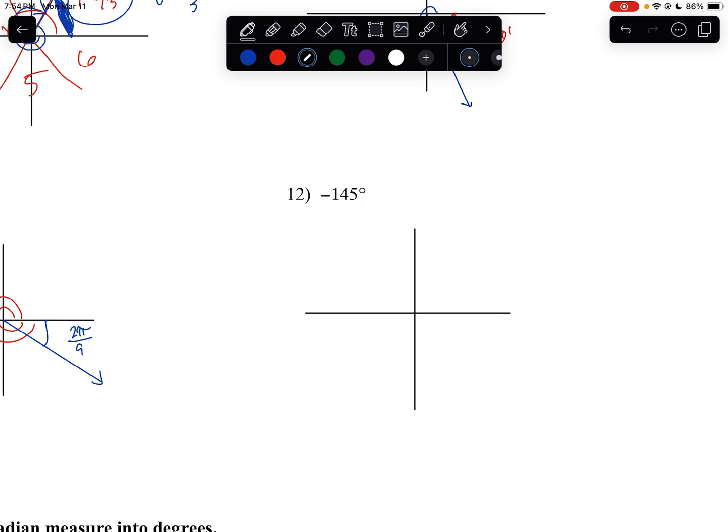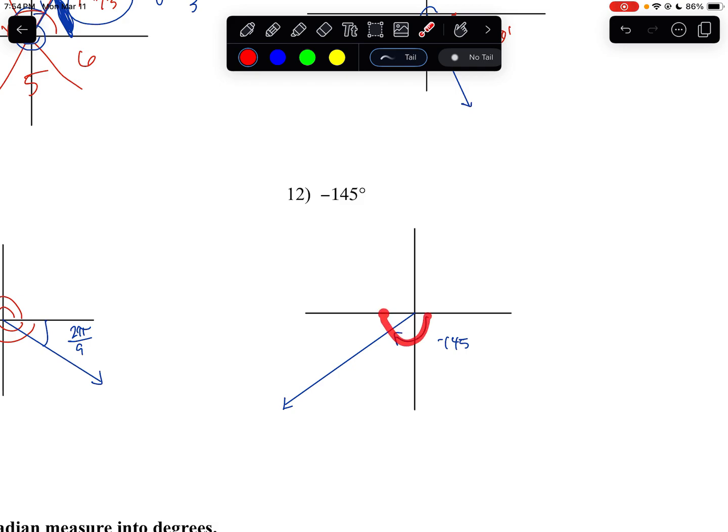And then going here, negative 145 degrees. So we have to rotate this way because it's negative. This right here would be 90. This right here would be 180. So it's got to be less than that. So I think it would have to be just probably right here. This right here would be negative 145.